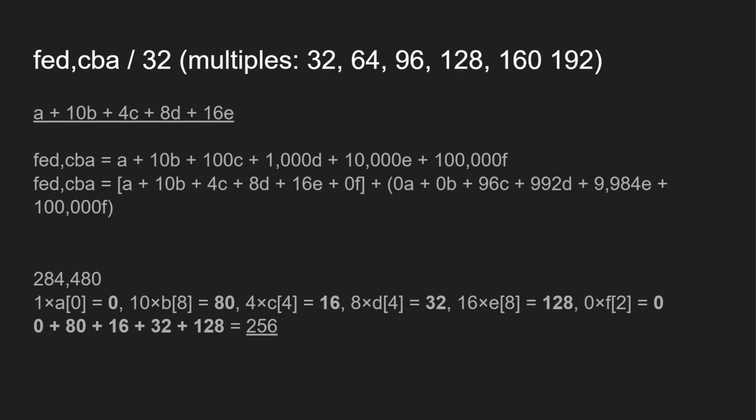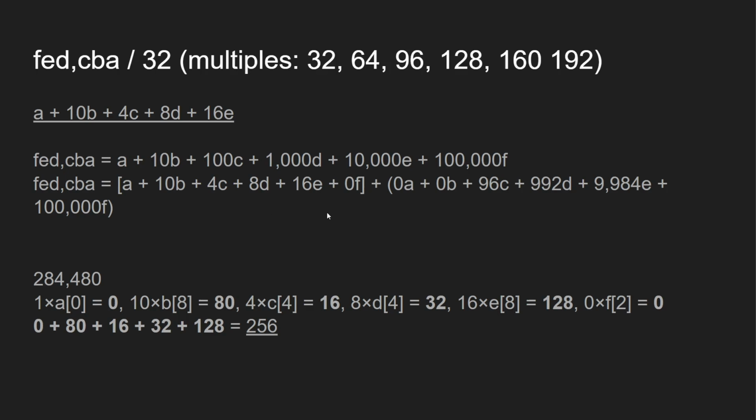So next up, we have 32. Now we're going to have to know all the way up to the 10,000th digit. So multiples of 32 are 32, 64, 96, 128, 160, 192. So this is the formula: A plus 10B plus 4C plus 8D plus 16E. Again, the proof is right here. 10B, 4C, 8D, 16E, and 0F, and that is because this is the smallest amount you can take out while still keeping it a number that is divisible by 32.